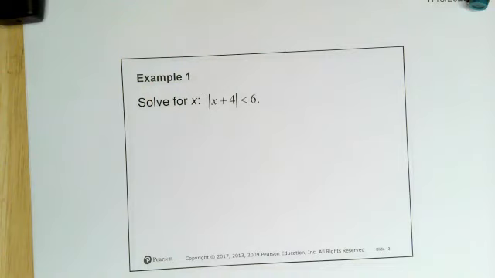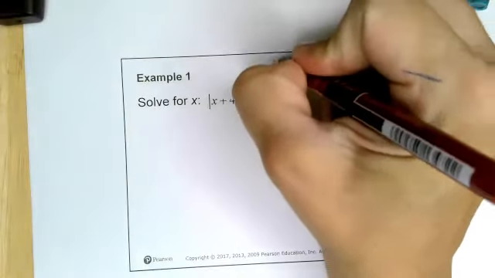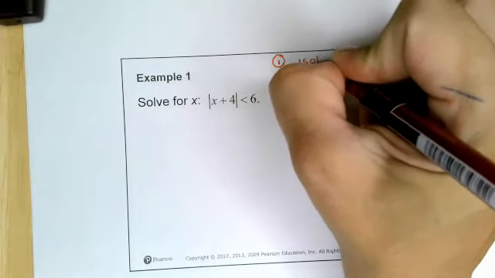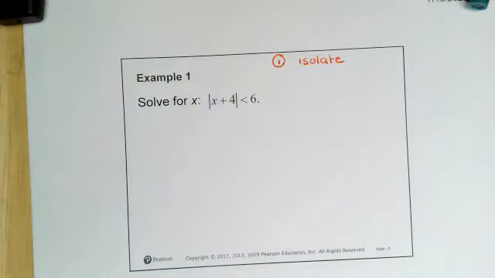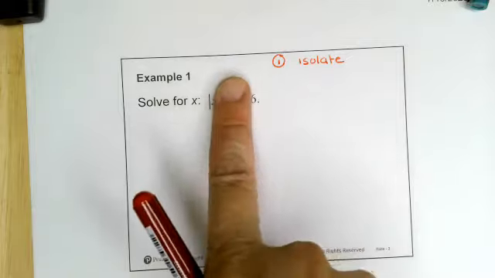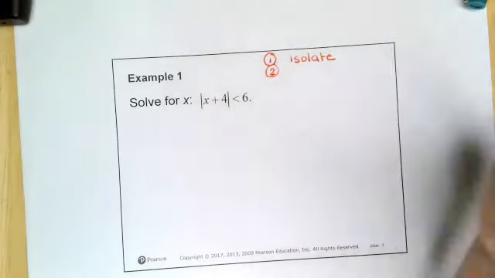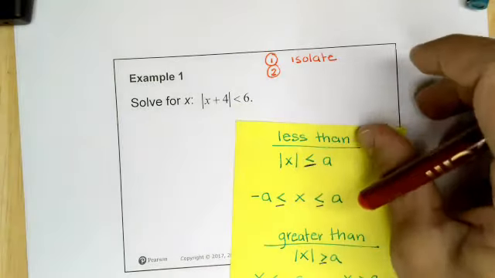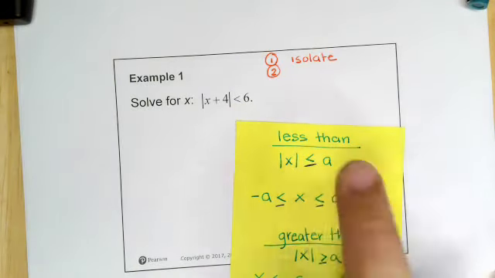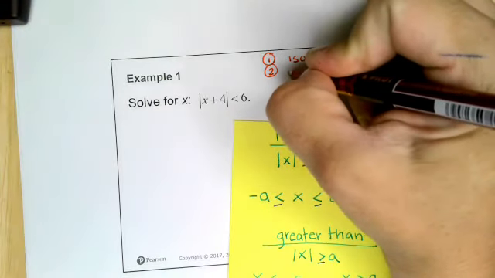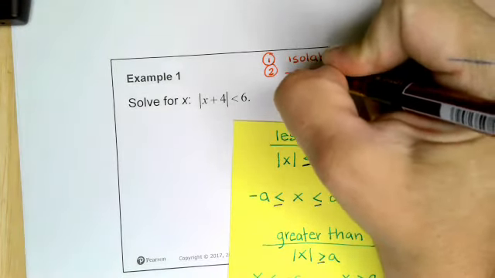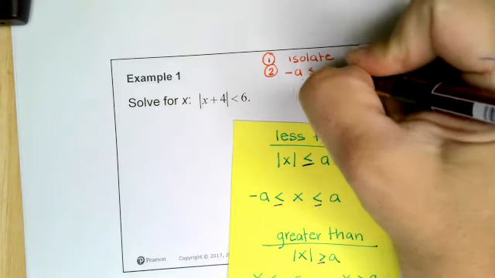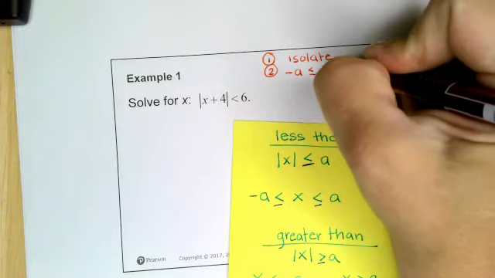What number can I add 4 to, take the absolute value of it, and get less than 6? Okay, so step 1 is isolate, just like last class. Isolate. Done. That is alone. Step 2, look at the rule. Use the rule. This rule is the less than rule. So -a is less than or equal to x is less than or equal to a.